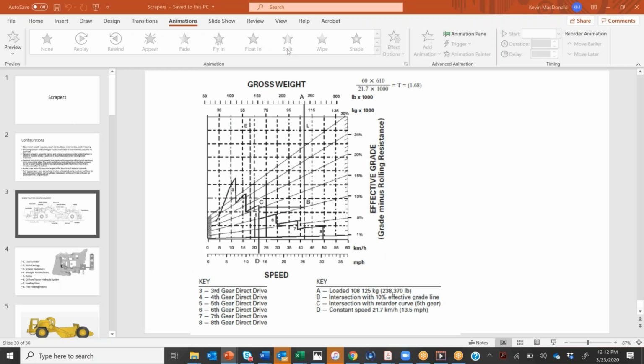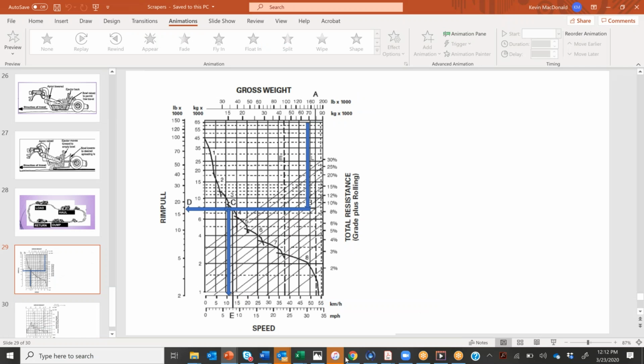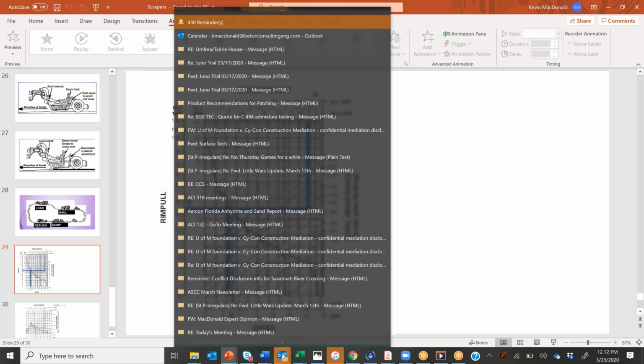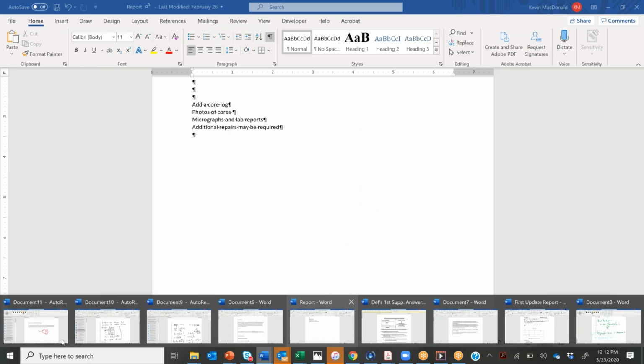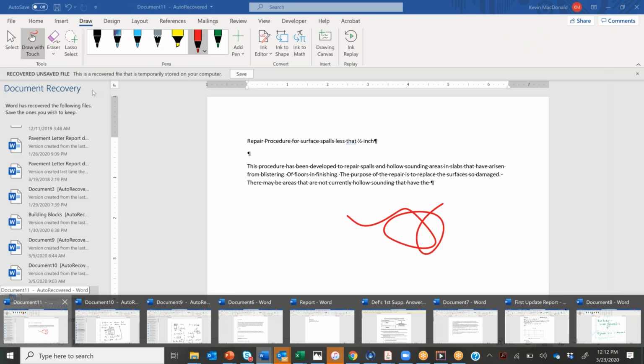I'm going to take a pause just for a moment and start talking about cycles a little bit before we go on any further. Okay, so just give me a moment here.